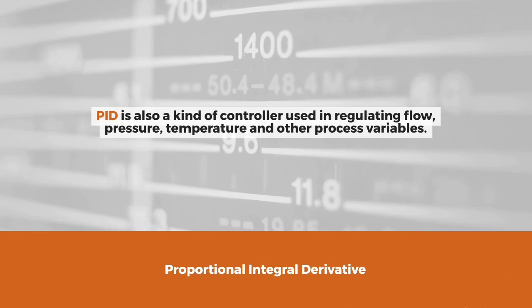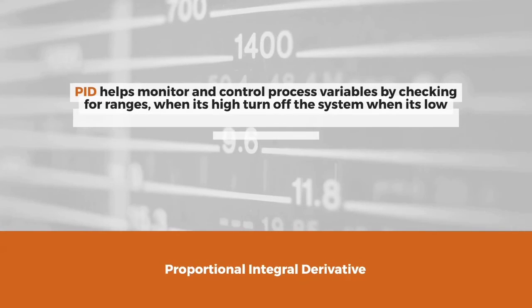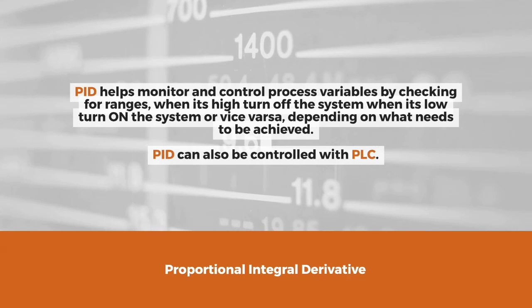Proportional integral derivative (PID) is also a kind of controller used in regulating flow, pressure, temperature, and other process variables. PID helps in monitoring and controlling process variables by checking for ranges. When it is high, turn off the system. When it is low, turn on the system, or vice versa, depending on what needs to be done or what needs to be achieved. PID can also be controlled by PLC.